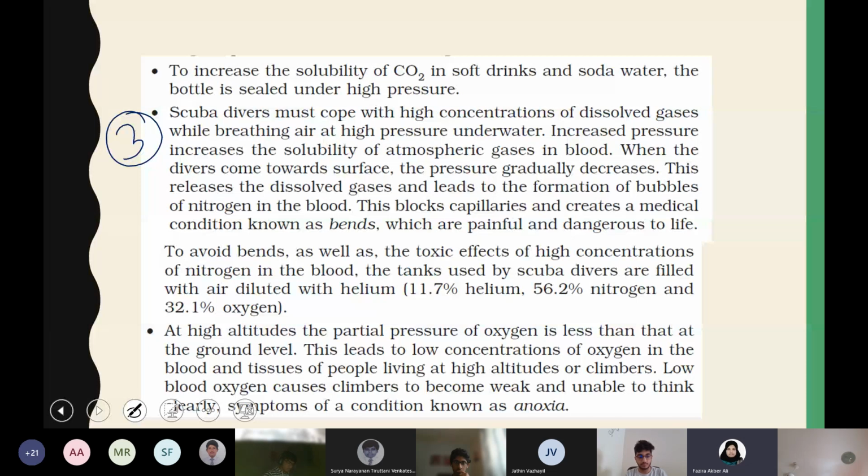So usually the scuba divers take cylinders along with them, right? As they can't breathe under the water. So what is the composition of gases in air?